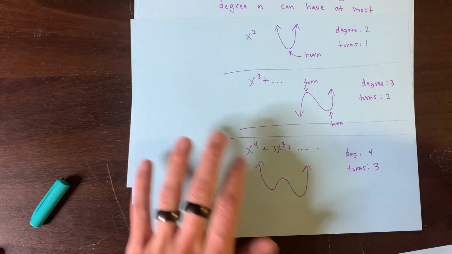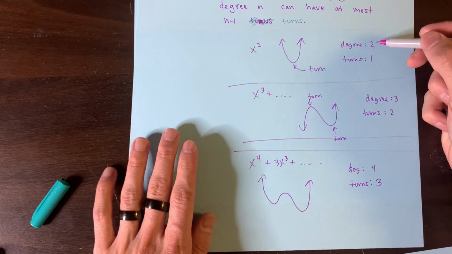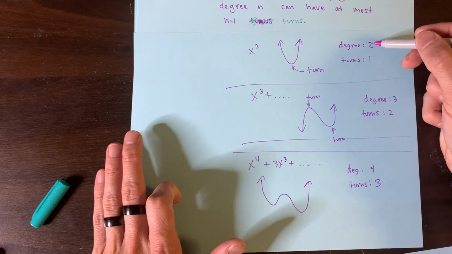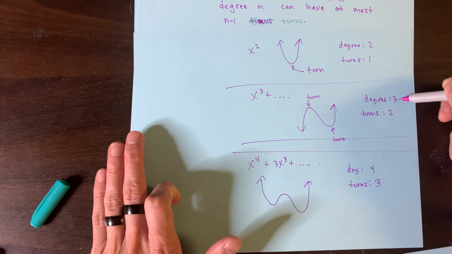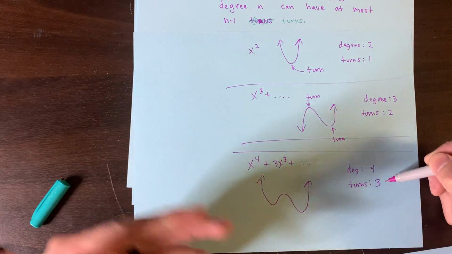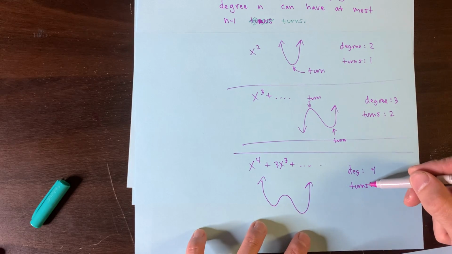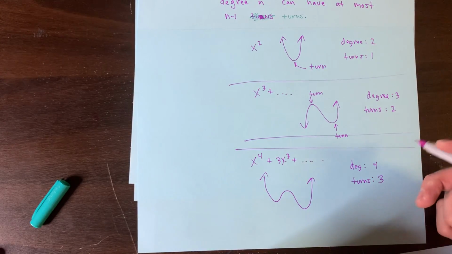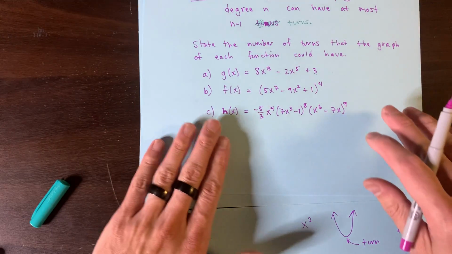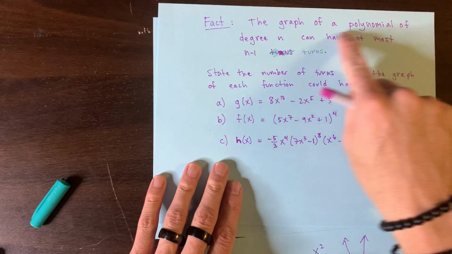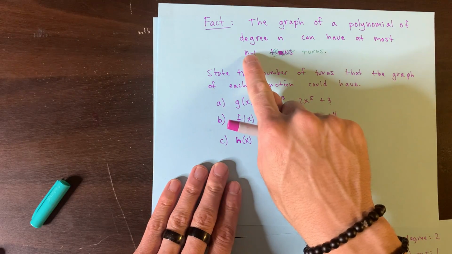You're starting to see a relationship. Whatever the degree is, if you subtract 1, boom, boom, boom. If you take away 1, that tells you how many turns the graph could have. So, for example, back to this random problem here. The graph of a polynomial of degree n can have at most n minus 1 turns.